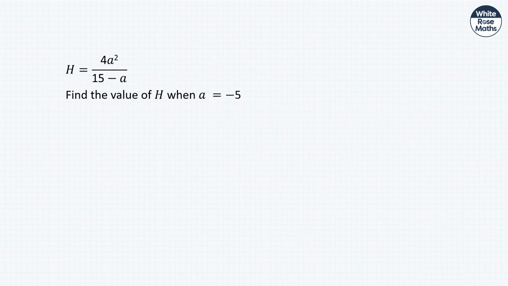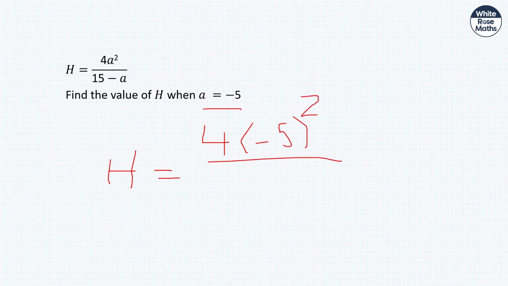Right, so last few examples. Substitute into a formula. You work out the value of h when a is minus 5. So on the top, we're going to have 4 lots of negative 5, all squared, all divided by 15 subtract negative 5.